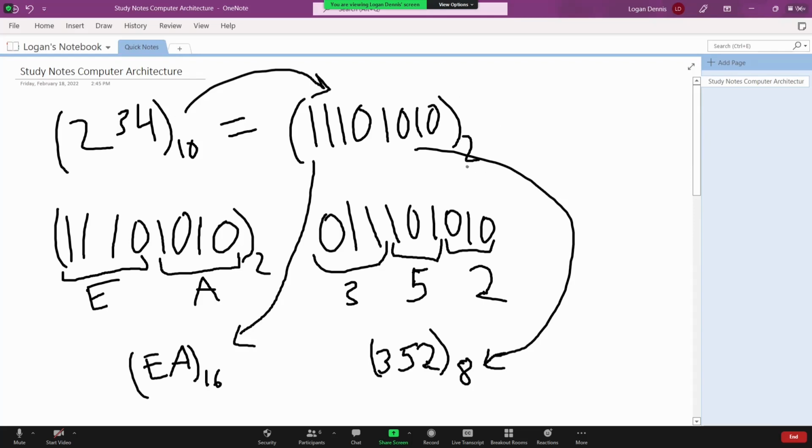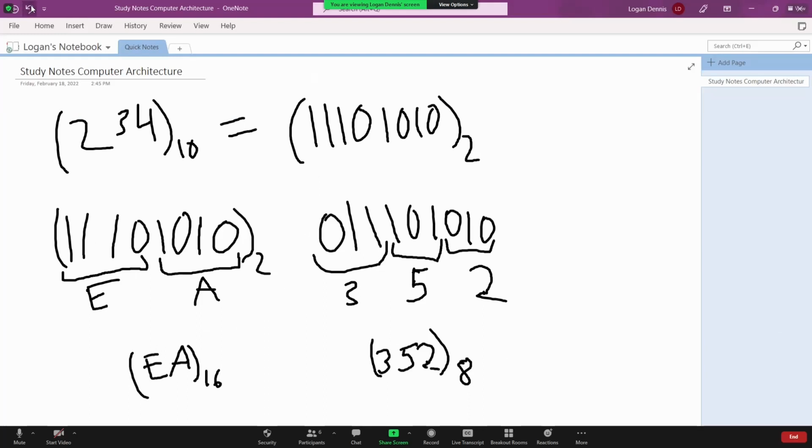Either way, the easiest way to do it is to always go to binary first, and then change that to whatever you need to.